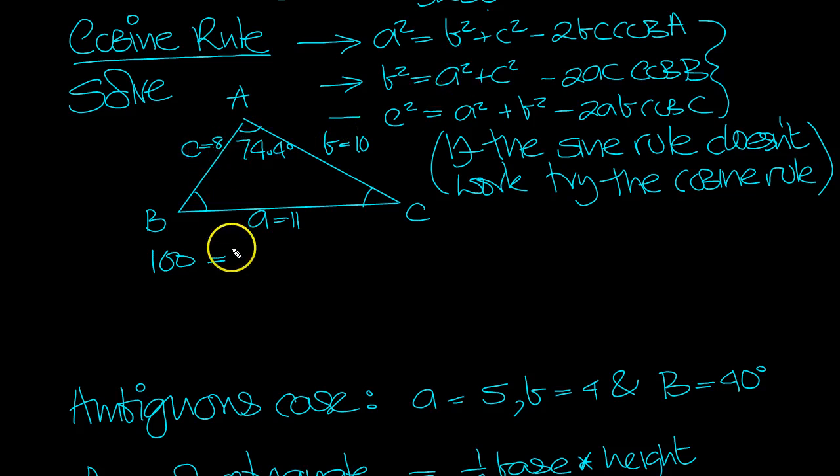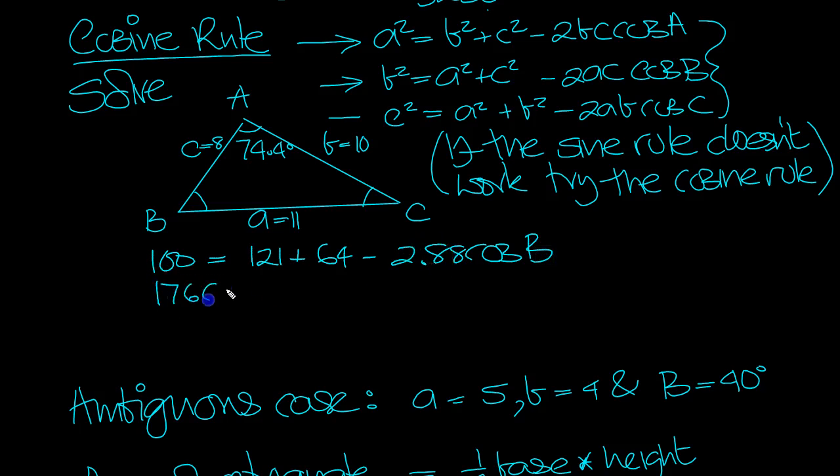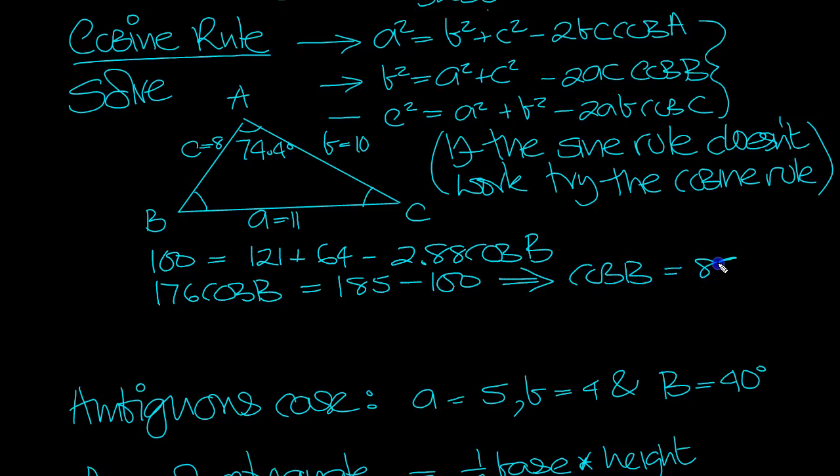a squared is 64, 121 rather, c squared is 8 squared is 64, minus 2 times ac, 88, times cosine of B, there we are. This is 176, so 176 cosine B is equal to 185 there, minus 100. So we've moved this over, and it's 176 cos B. We've added these two to get 185, and we've moved the 100 over as well. So cos B then is 85 over 176, which gives the angle B.